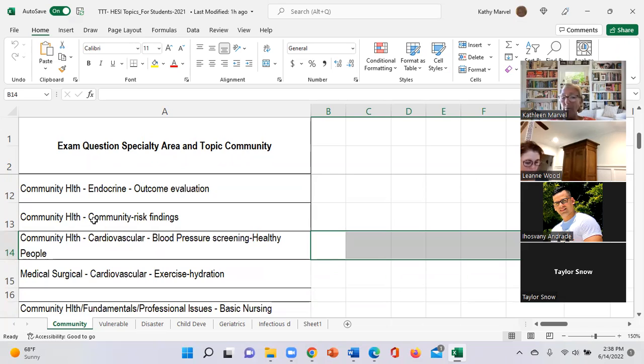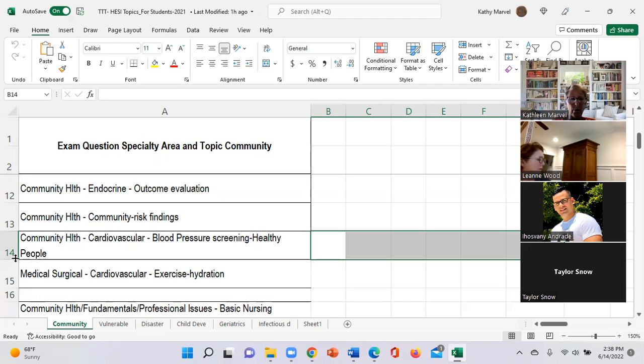Line 12, outcome evaluation. Why is that important? Why are they asking about that? That's probably the one to see if the goals were met. It's the end part of your ADPI, right? You're always evaluating to see if your interventions or your program outcomes or your objectives were met.